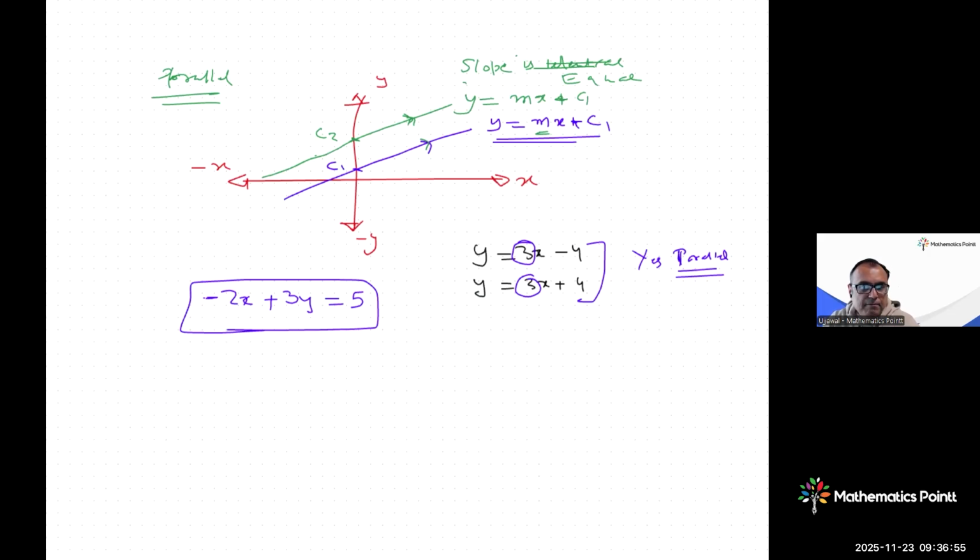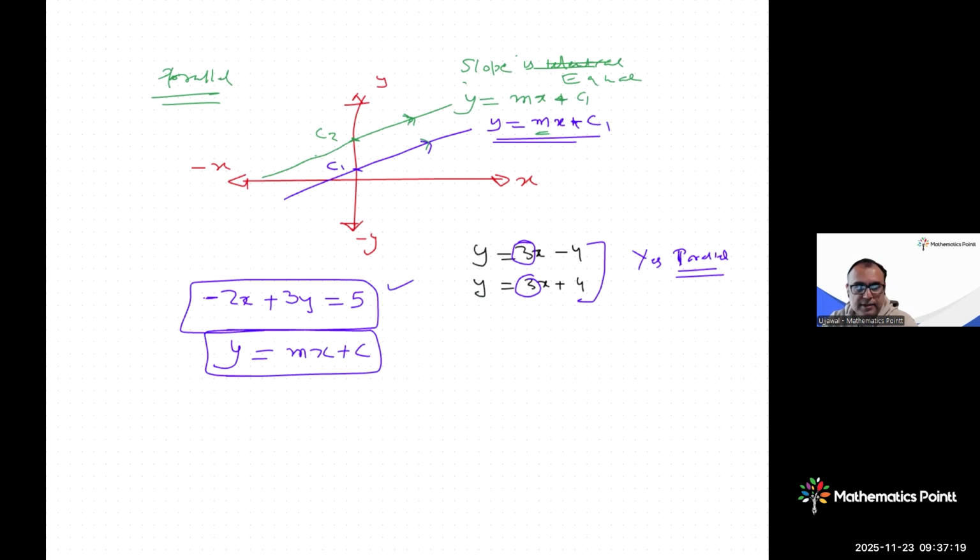All right, cool. Now I need to convert this equation that's given to me into this kind of a format. Yes, Nirvi, I think you might be right. 2 on 3 is the right answer. Let's quickly do it.